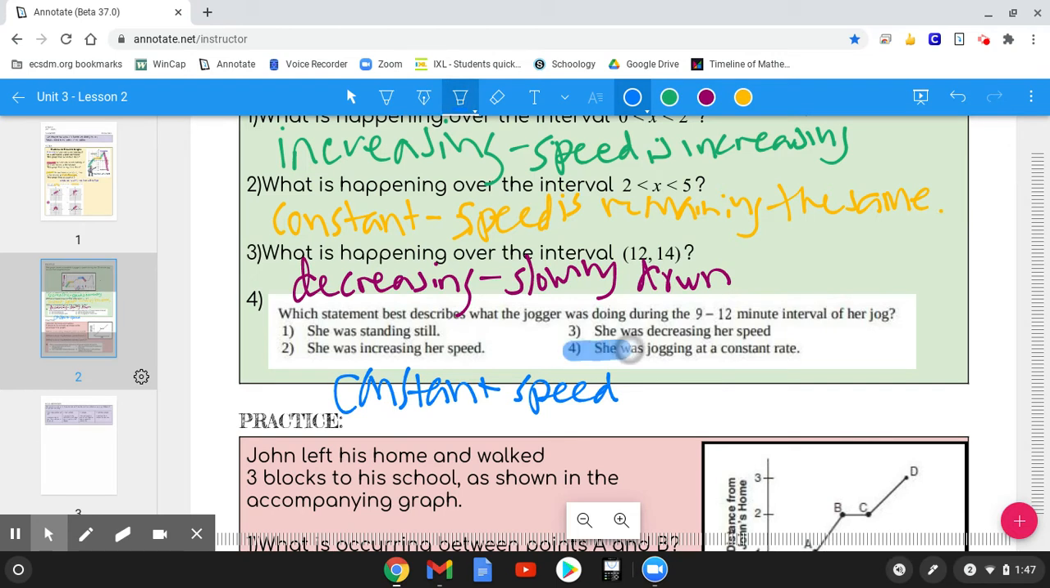She would be jogging at a constant rate. That's the only one where the speed remains the same. She's not standing still. That would mean that she would have a speed of 0. Our speed isn't 0. It's just a constant flat line.